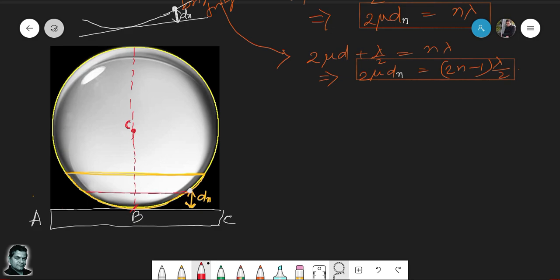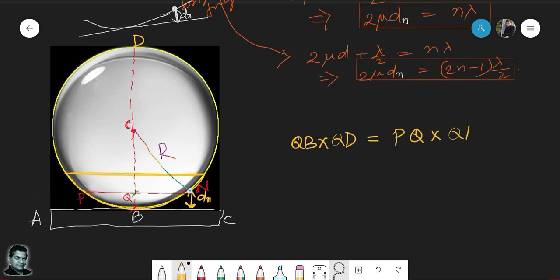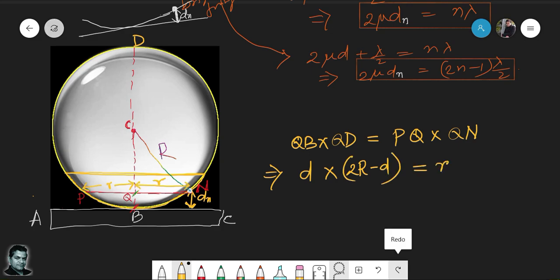Now let us form some geometric diagrams. Let's say this point is P, Q, and this point here is n. Now this is the radius of curvature of this convex surface, or the radius of curvature of the sphere. From the properties of the sphere, we can write QB into QD is equal to PQ into QN. So what is QB? QB is d. QD is 2R minus d. PQ is R into R.